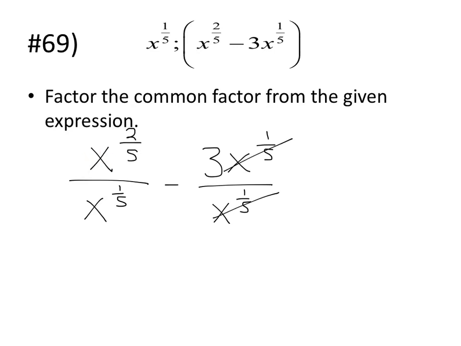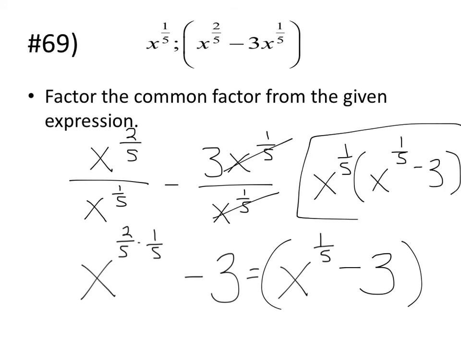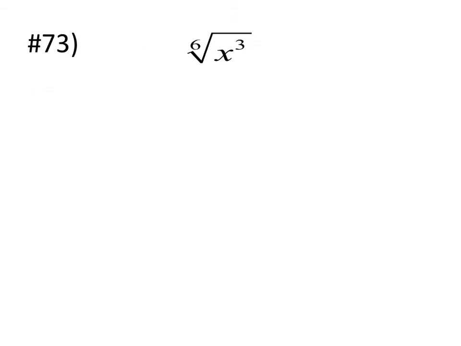But here, you have like bases, so you subtract the exponents. So it's going to be x to the 2/5 minus 1/5, and then all minus 3. So x, 5 is our common denominator, so 2 minus 1 is 1. So it's x to the 1/5 minus 3. And remember, when you write this, because you factored out an x to the 1/5, that needs to be in the front. So this will actually be your final answer. And then if we were to distribute that back in, we would get this. Okay?